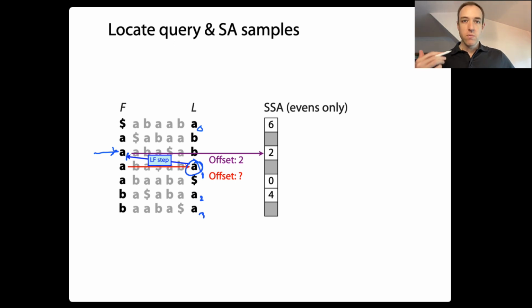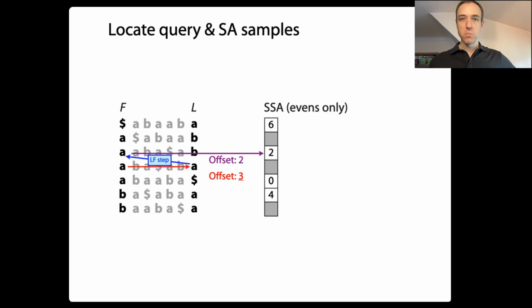We've now invoked the LF mapping, which means that, with respect to the text T, we've moved to the left by one character. Then we go look in our associative data structure again, and behold, we have kept that element, so we know that that row of the Burrows-Wheeler matrix is at offset 2 with respect to the text. Therefore we know that the row where we began our search was at offset 3 with respect to the text, because we moved to the left by 1, then found that that rotation was at offset 2. So the original rotation was at offset 3.